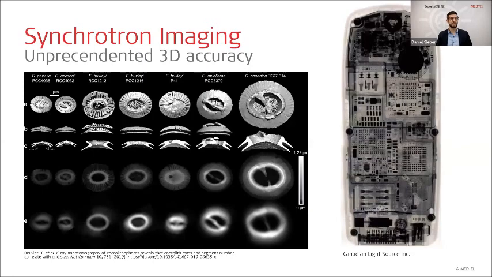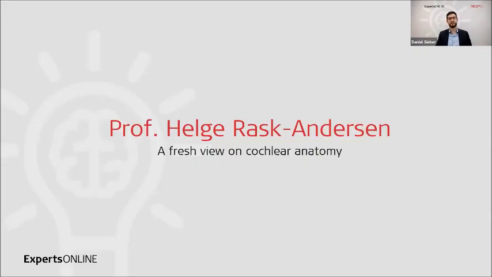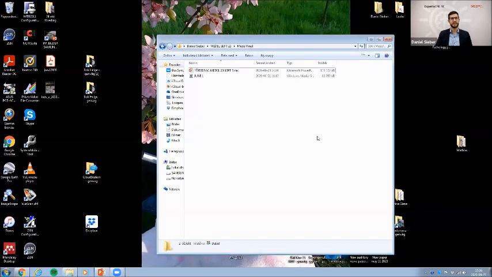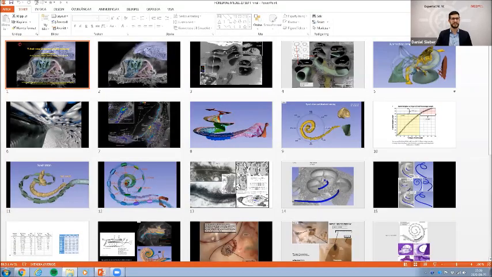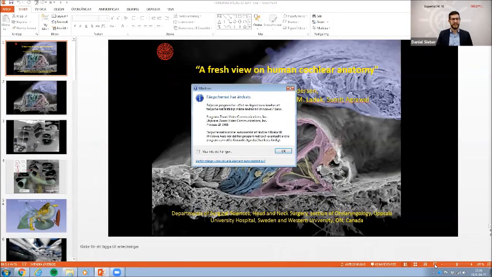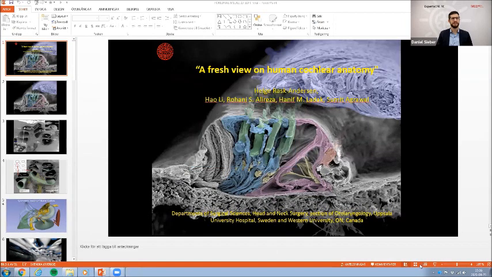Now, this is, of course, where it becomes interesting for us with regards to imaging the tiny organ that we are all so excited about, the cochlea. And it's now my great pleasure to introduce Professor Helge Rask-Andersen, who's going to start with the first talk in the series on a fresh view on cochlear anatomy. Afterwards, we'll have Professor Agrawal present on image-guided fitting, and then we'll enter the discussion with all of our participants. So I hand the word over to you, Helge, and we're very excited to hear about your research.